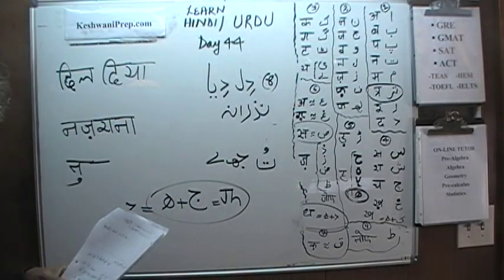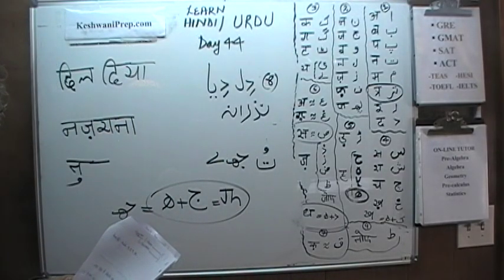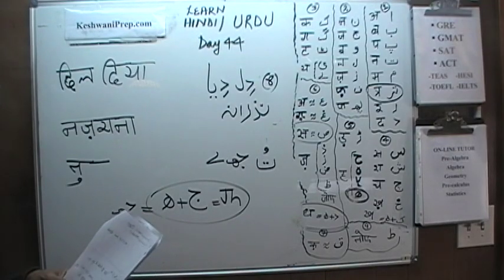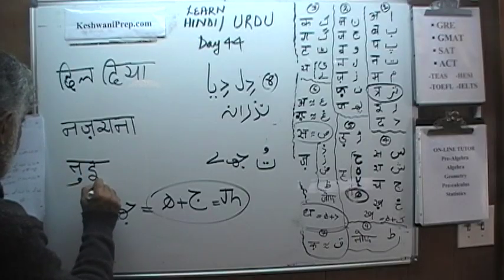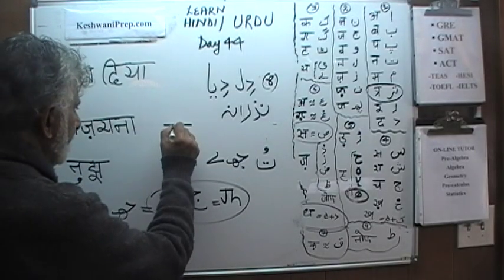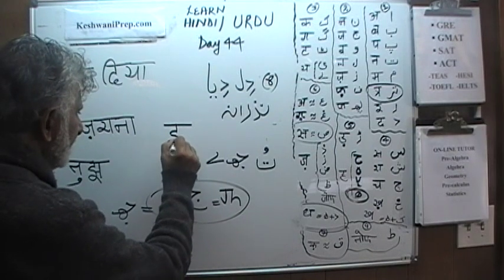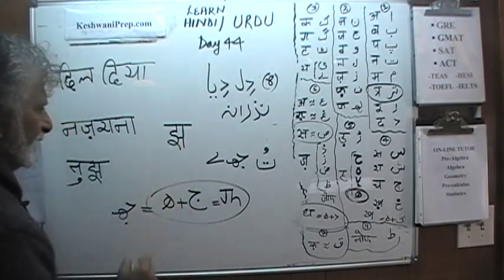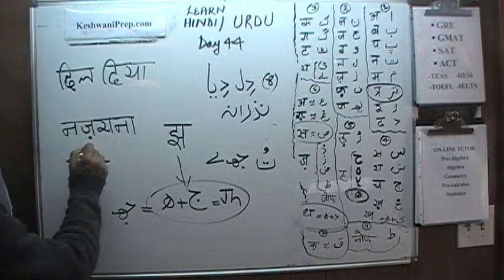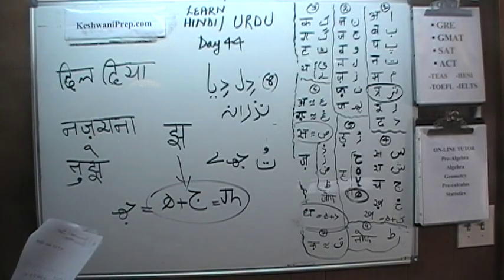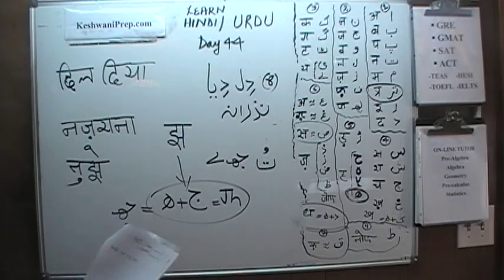How do we write J in Hindi? That's the tough one. It looks like this, then something like this, like that. It looks like an E, but then it has this line and this line. That makes a J. That's what this is. J, tujhe. Dil diya nazrana tujhe. I gave you my heart as a gift.